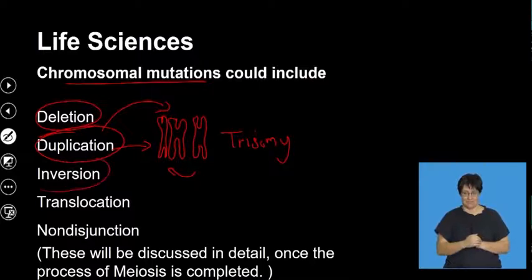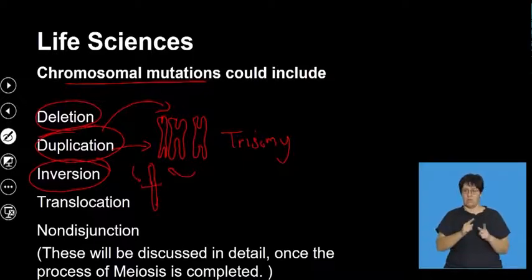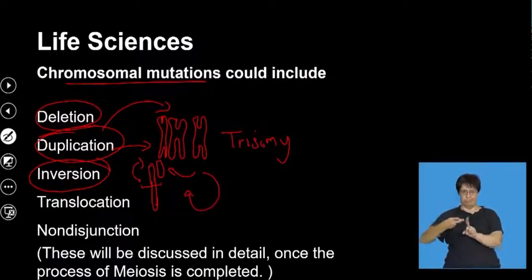We sometimes see the inversion of a chromosome, which essentially is a segment of a chromosome, as I'm going to use this illustration, breaking away and being inverted or swapped around in its position. So we say that there's an inversion, or the turning around of a segment of that chromosome.